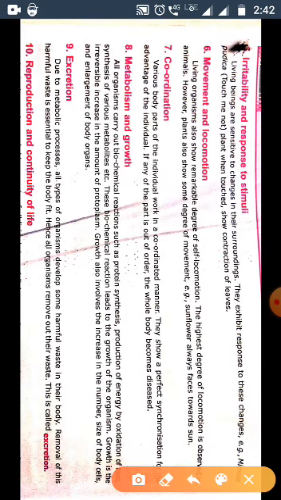The next point is irritability and response to stimuli. This is a special character of living beings. All living beings are sensitive to changes in their surroundings. You feel and you see, you do also. In summer season, you do not wrap much clothing around your body, but in winter season, you wrap much clothing around your body. Why? You react to the season, your surroundings. You can feel, you are sensitive to changes in your surroundings. But the non-living is not sensitive to surroundings. See here, the living exhibits response to the changes.